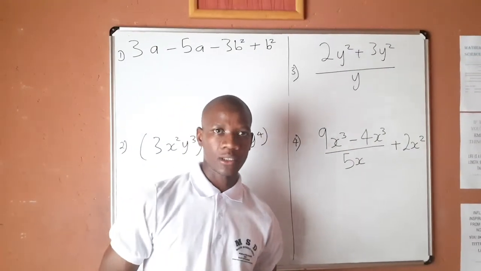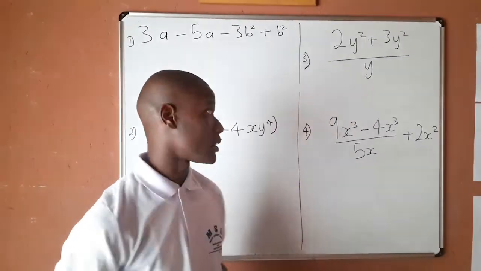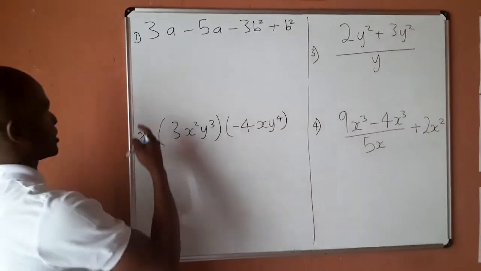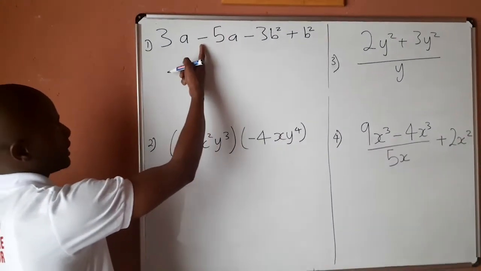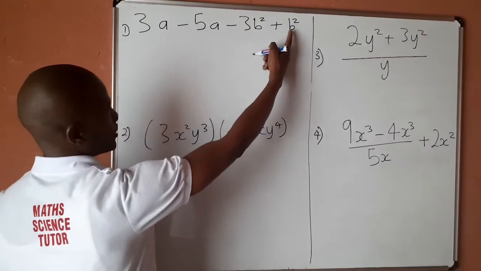So guys, I've explained the whole concept of algebraic expressions. So now let's do some problems. So first question: 3a minus 5a minus 3b squared plus b squared.